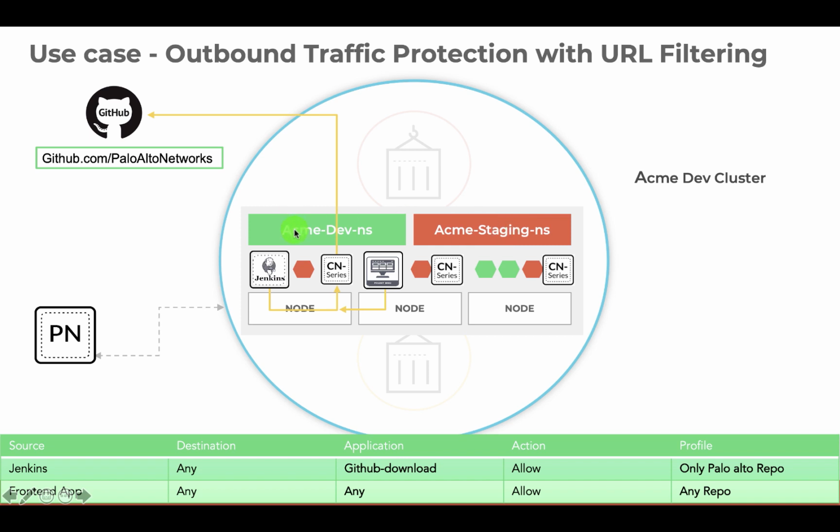One is the development namespace and the second one is the staging namespace. Now inside the development namespace, we have two pods. One is Jenkins and the second one is the front-end voting app. The objective here is that from the Jenkins pod, we want to make sure that outbound access is only allowed to github.com/Palo Alto Networks. So any other repo that the Jenkins pod is trying to access has to be strictly blocked. However, from the front-end pod, we want to make sure that access is allowed to all the repos, and also any Git operation is allowed, like push, pull, and all others.